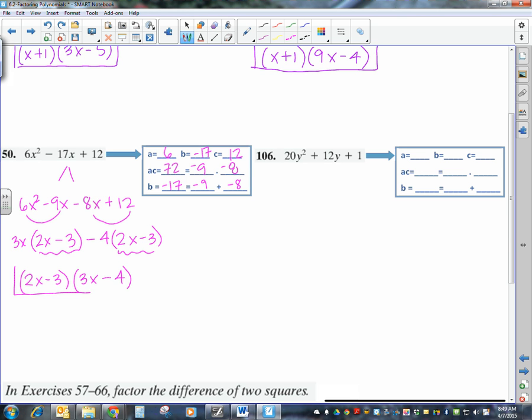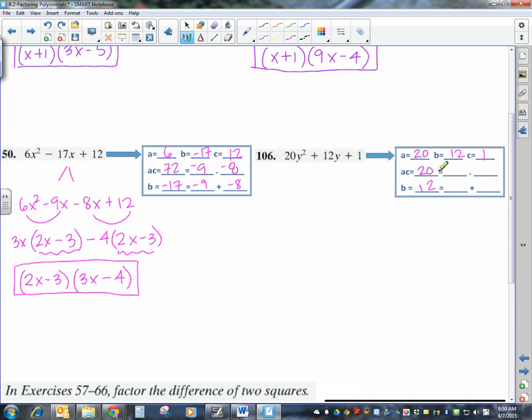Now, the other thing you can do when I'm doing these, pause it. If you get it, go do some of them. And then if you get to one that you haven't seen, then you can pick it back up on the video. Okay? One last problem of this type. a is 20, b is 12, and c is 1. So a times c is 20, and b is 12. So I'm looking for two numbers that multiply to give me 20 and add up to give me 12.